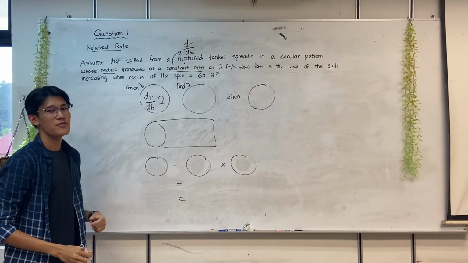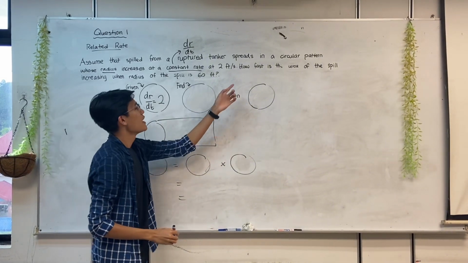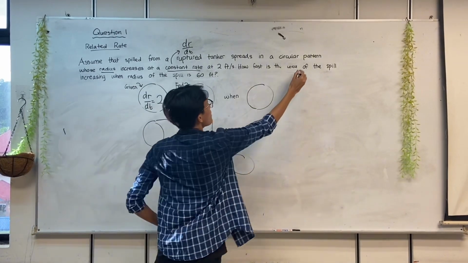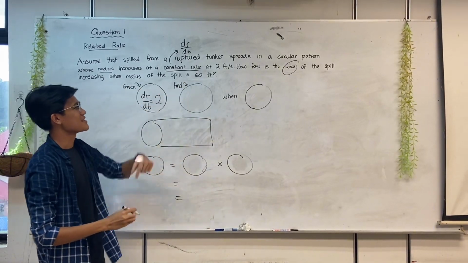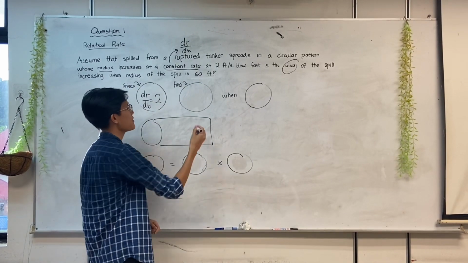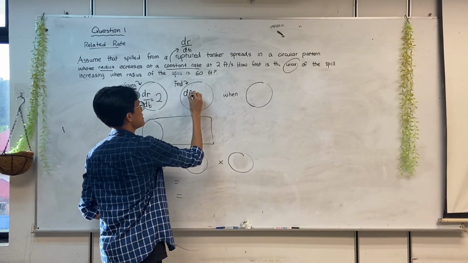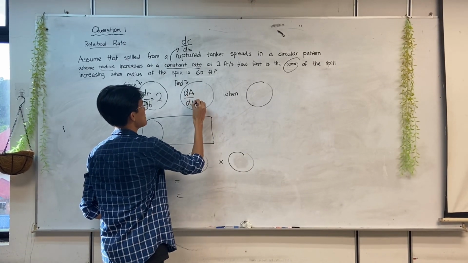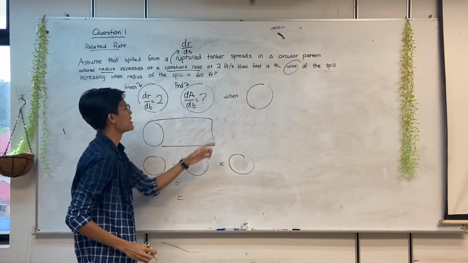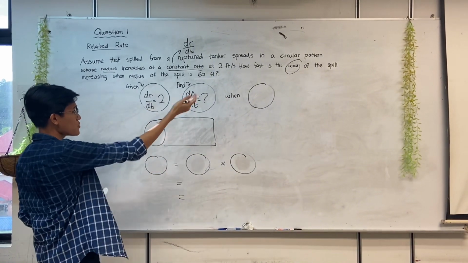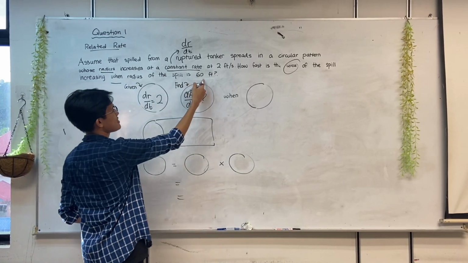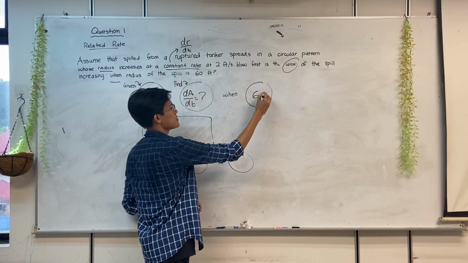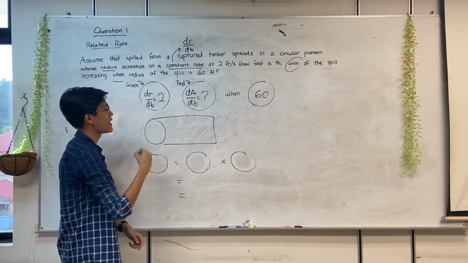Now, what do we need to find? Looking back at the question, how fast is the area of the spill increasing when the radius of the spill is 60 feet? So we need to find the area. So we assume here dA over dt is what we need to find. Now, when something, also looking back at the question, when the radius of the spill is 60 feet, so we put here 60. Now, that is the first step.